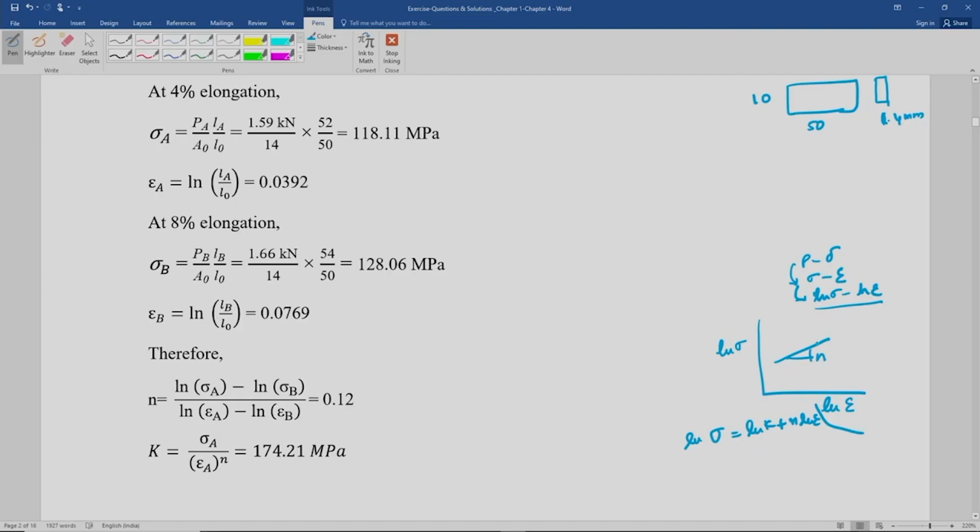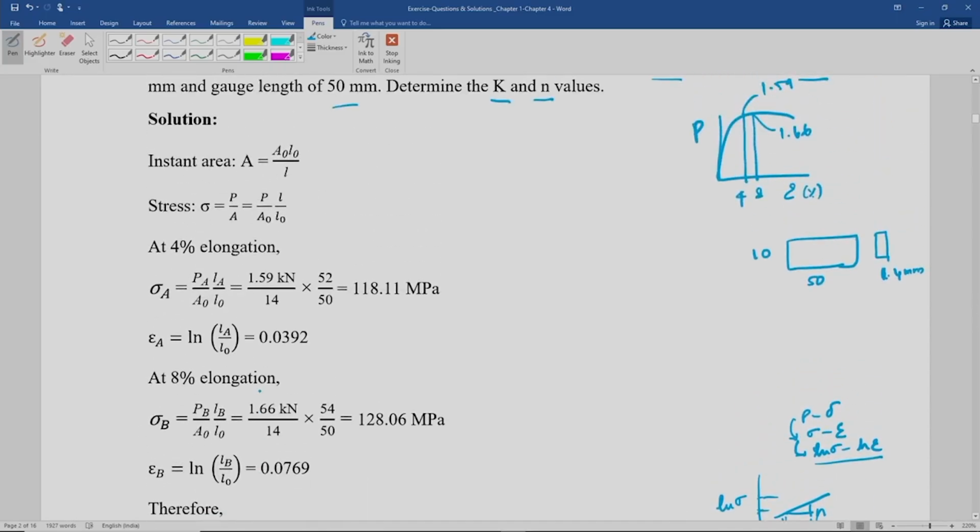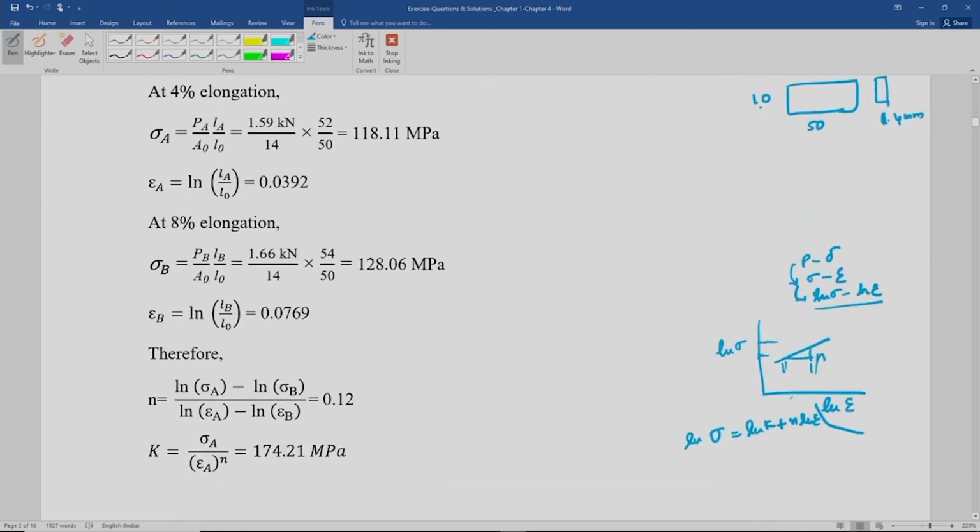So now, if you want to get the slope of this, you can write ln of sigma a minus ln of sigma b, and the corresponding strains epsilon a minus epsilon b, isn't it? You take two y coordinates and two x values, and then you can get it. A and B points are this point and this point, the corresponding sigma values. Correct. So this will give you ln of sigma a minus ln of sigma b divided by ln of epsilon a minus ln of epsilon b.